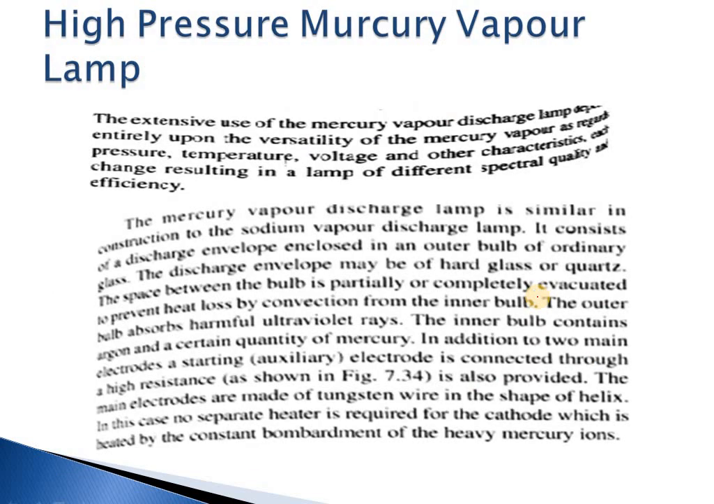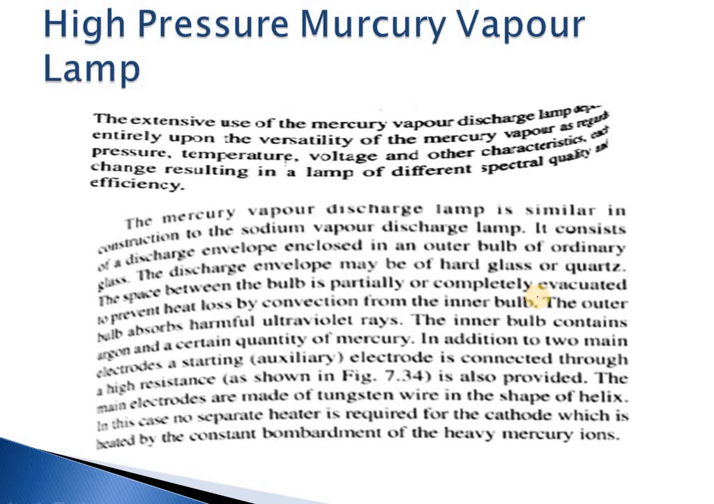Now the next part is the high pressure mercury vapor lamp. Previously it was sodium and now our material is mercury. The extensive use of the mercury vapor discharge lamp depends entirely upon the versatility of mercury vapor as regards pressure, temperature, voltage and other characteristics, each change resulting in lamps of different spectral quality and efficiency.